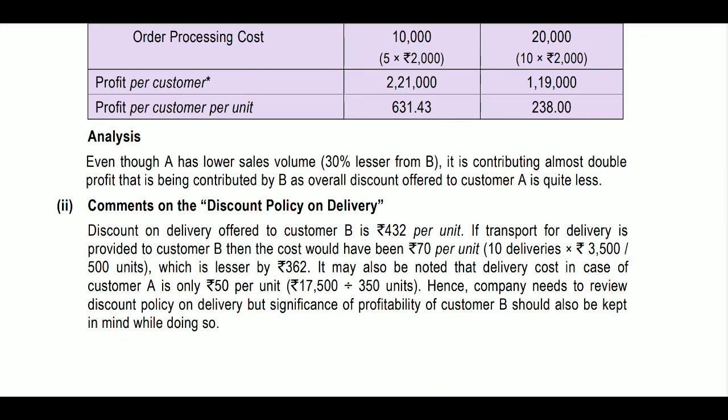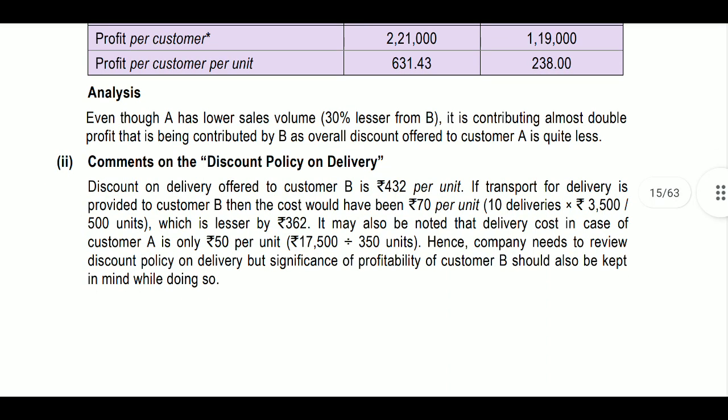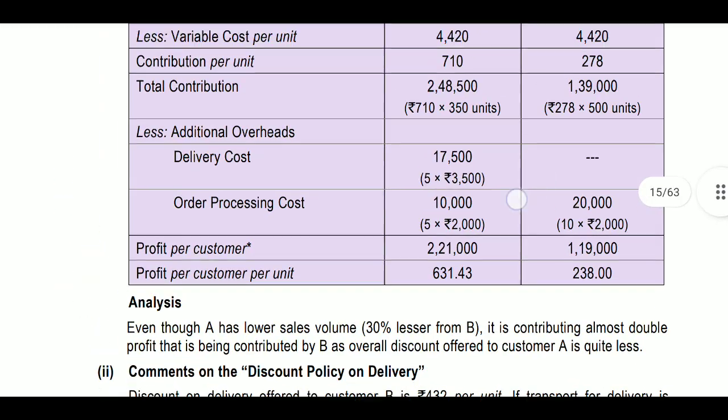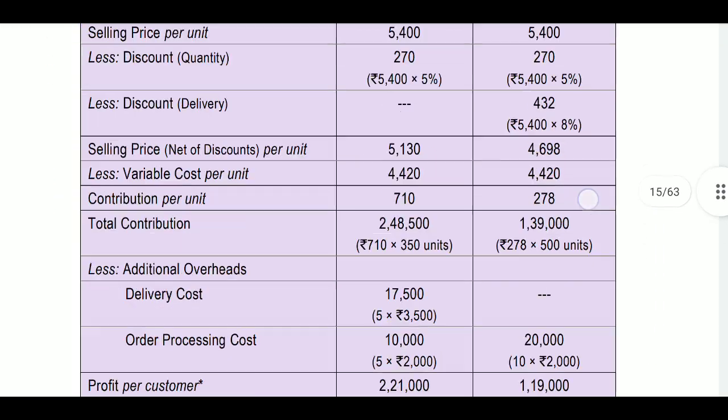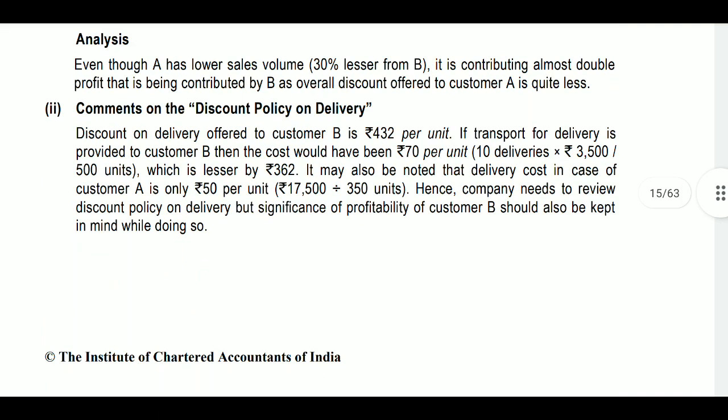So we will be required to comment on the delivery discount policy. The discount on delivery offered to customer B is 430 rupees. How did we get the 430? It is 5,400 into 8%. Why do we get this? Because he is using his own delivery van. How did we get that information? Because we are not charged the delivery cost.